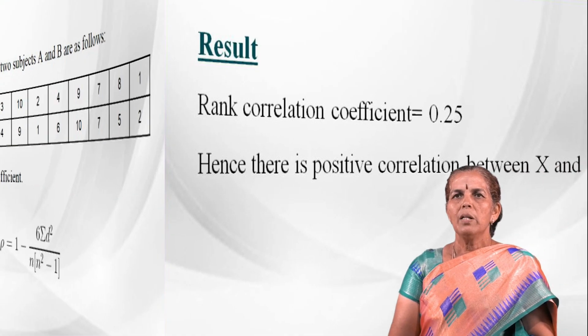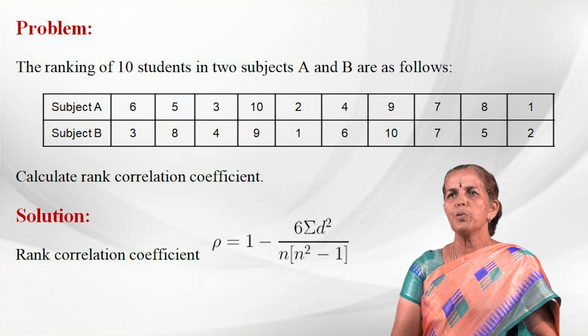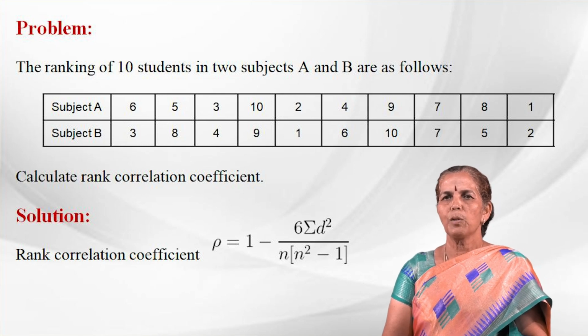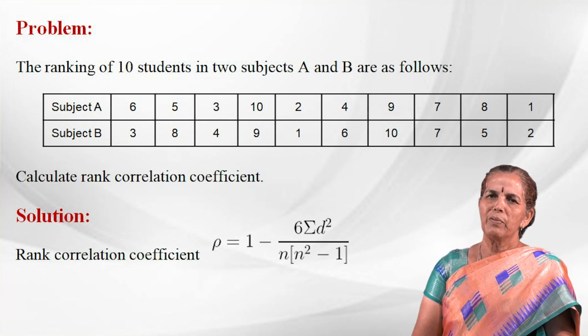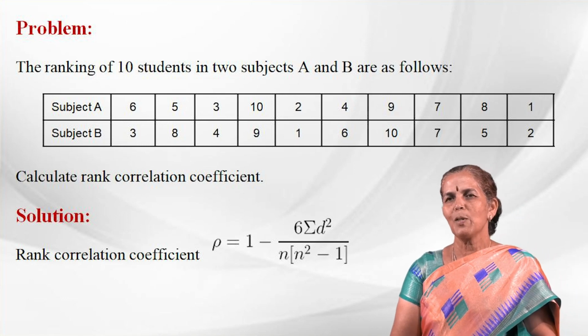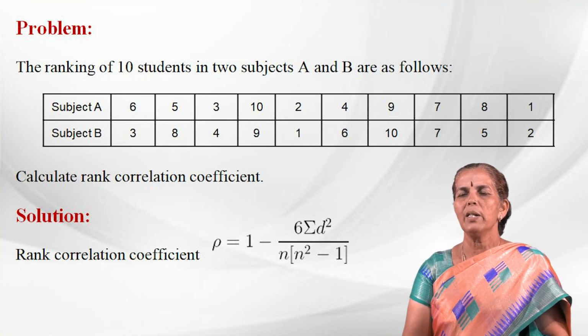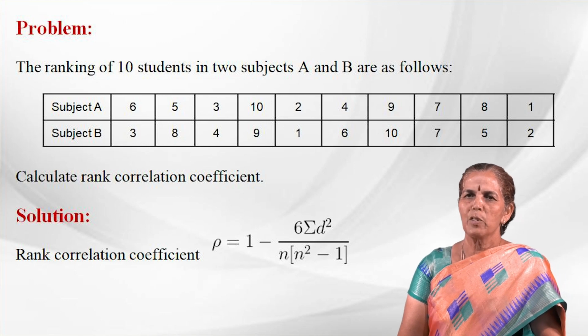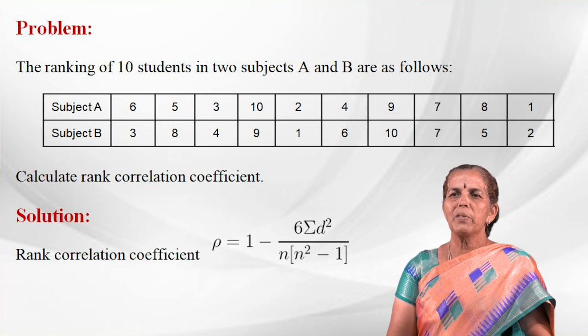Next part: the ranks of 10 students in two subjects A and B are given as follows. Calculate the rank correlation coefficient. The rank correlation coefficient rho equals 1 minus 6 into summation d squared divided by n into n squared minus 1. This type of problem we have seen previously.